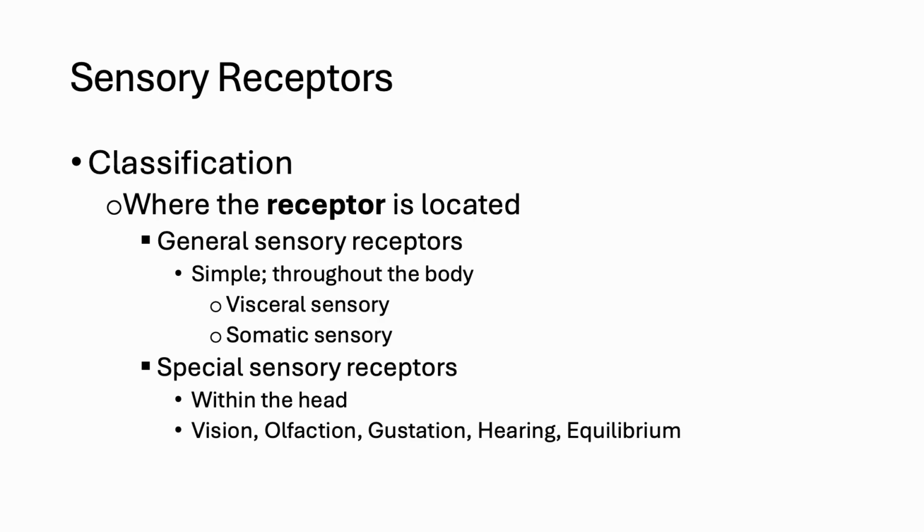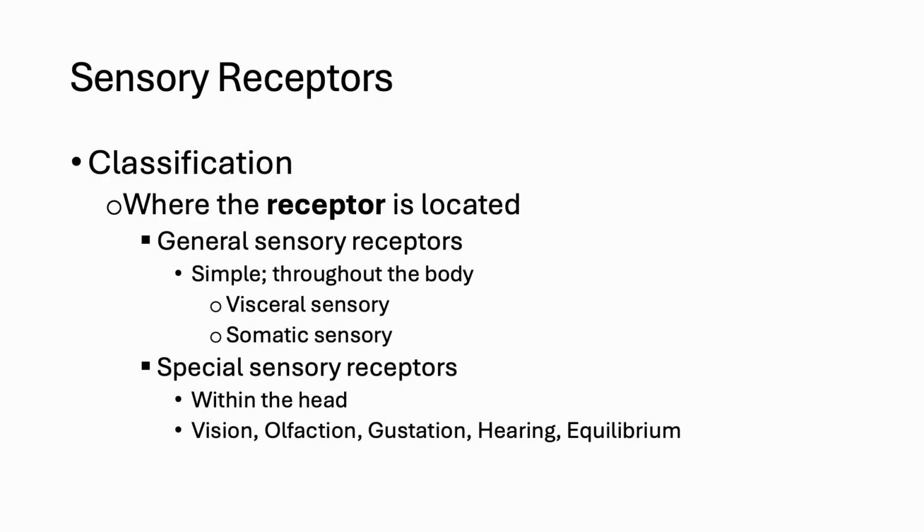So let's begin with classification based on where the receptor is located. We're going to divide these into basically two major types, either general sensory receptors or special sensory receptors. Our general sensory receptors are going to be more simplistic, and we find these throughout the body. We have both visceral and somatic sensory receptors, and remember, the viscera are our organs. They're typically made of smooth muscle. When we think about our somatic, we're thinking about motor. So we have both types of sensory throughout our body.